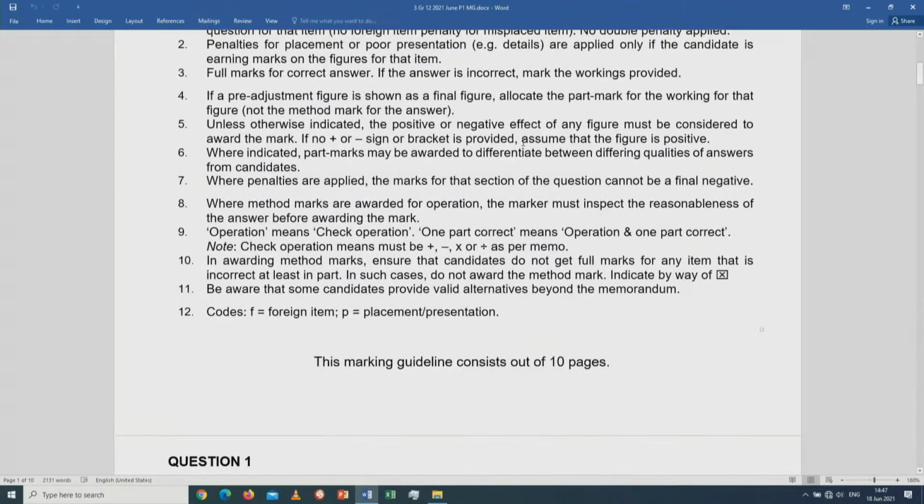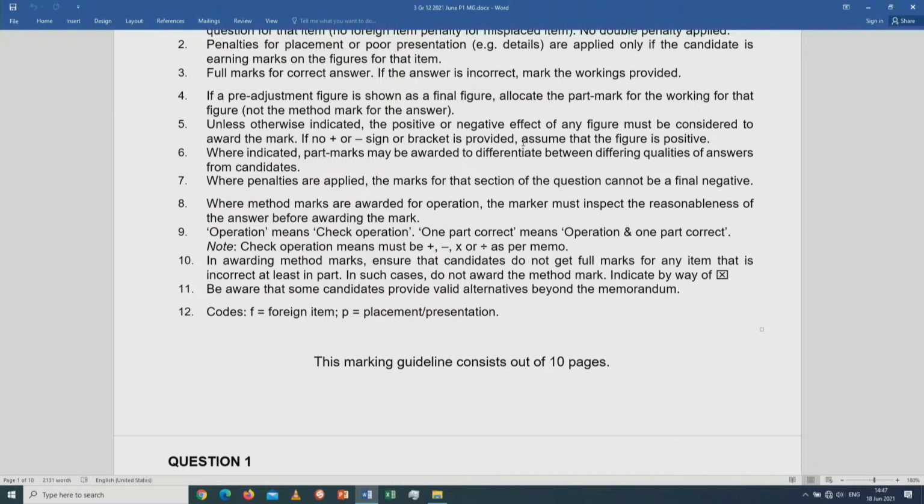We are on number 11. Be aware that some candidates provide valid alternatives beyond the memorandum. So we need to make sure we consult our subject advisors where we are not sure. Some learners will give alternative answers beyond the memorandum that are not given as alternative answers in the memorandums, but they are correct. So if you are not sure of something, do check with your subject advisor and get advice on such cases.